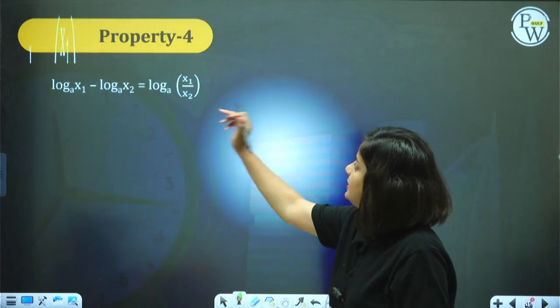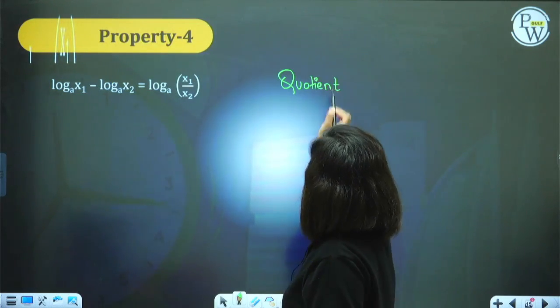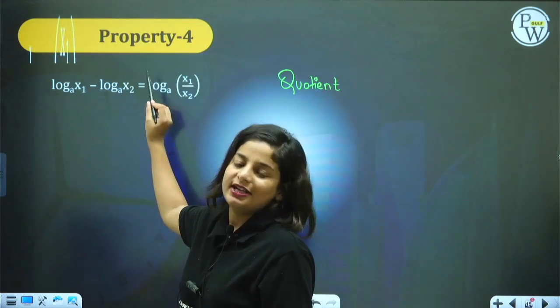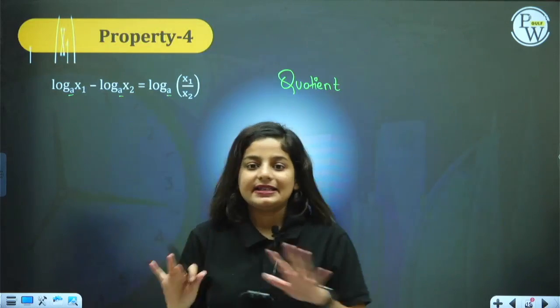multiplication. Here, this is the quotient law. That is division of log. Log x1 minus log x2 is equal to log of x1 by x2. Again, the bases should be the same everywhere.